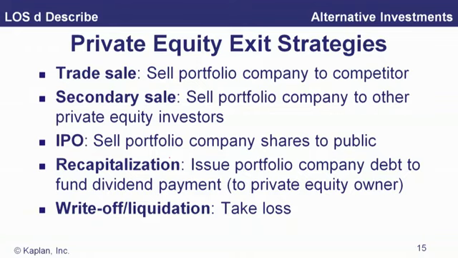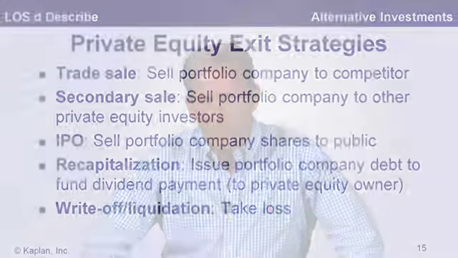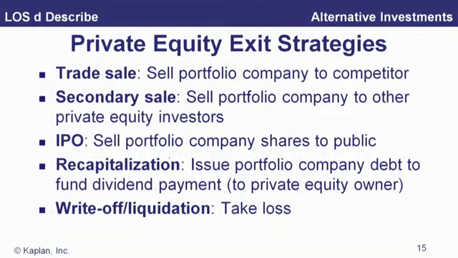We can do a recapitalization, just issue portfolio company debt to fund dividend payers to the private equity owners. So if we've got no debt and $100 million in equity, okay, borrow $50 million, take that $50 million, pay it to the equity holders. Now you've got a company that's $50 million equity and $50 million debt. So that's a recapitalization. And the least favorite way for exit strategy is to write it off, liquidate it, and take a loss.